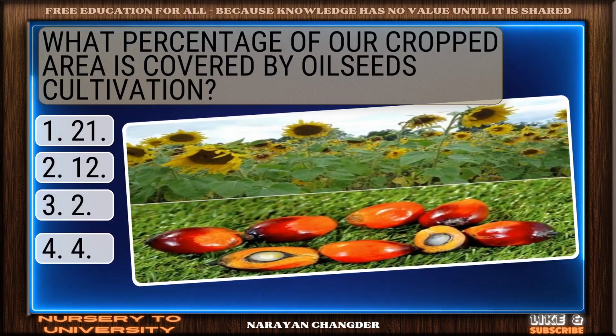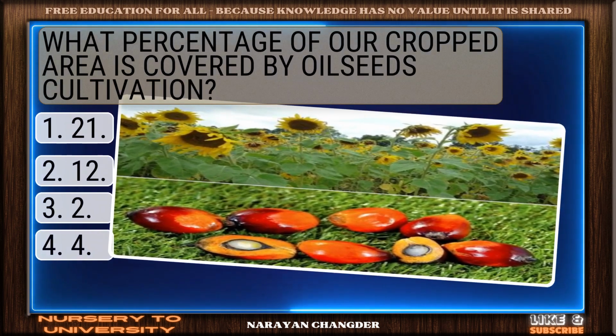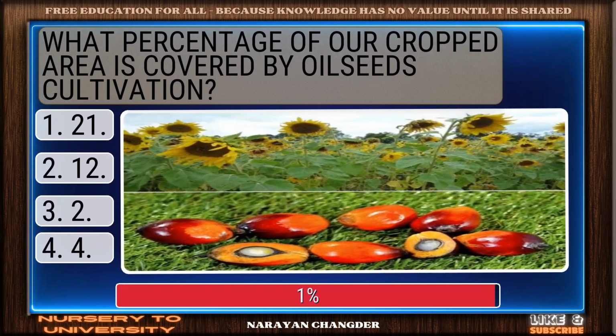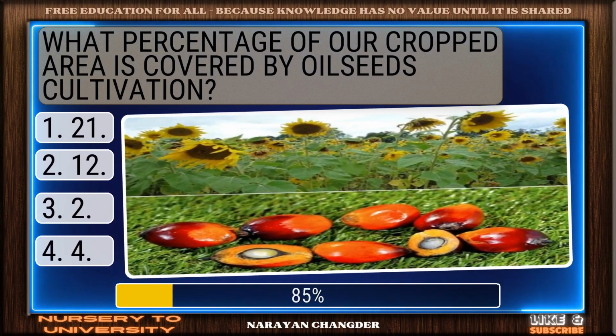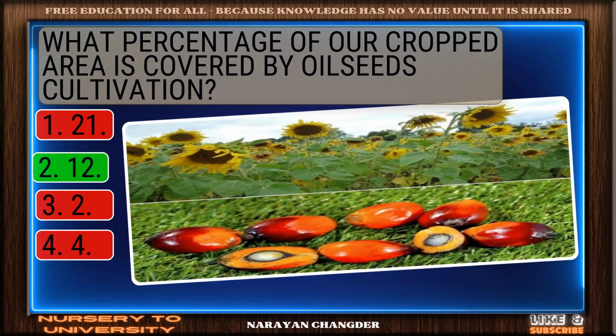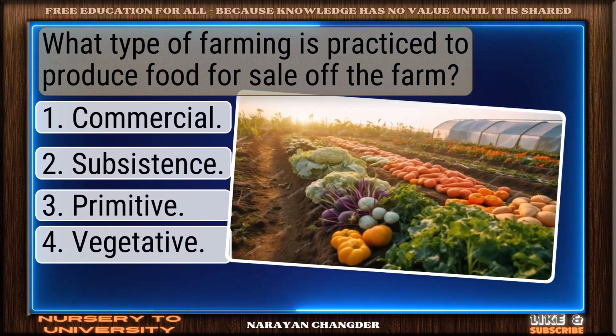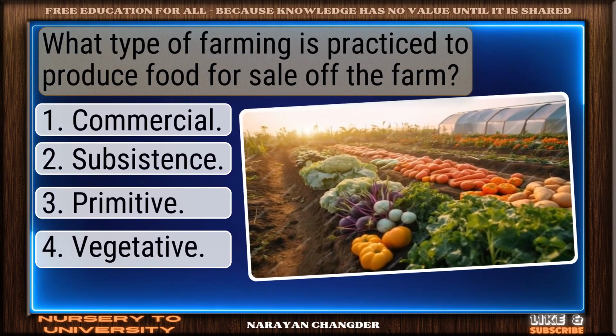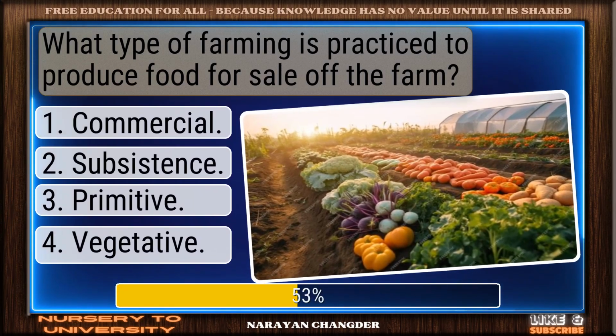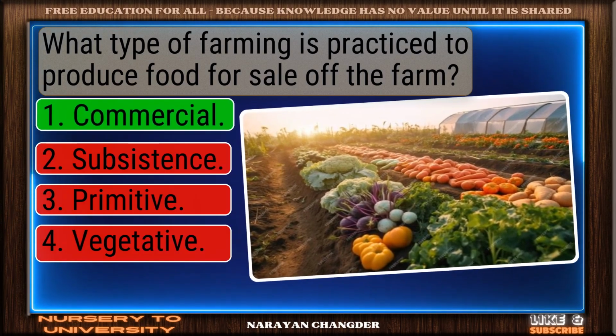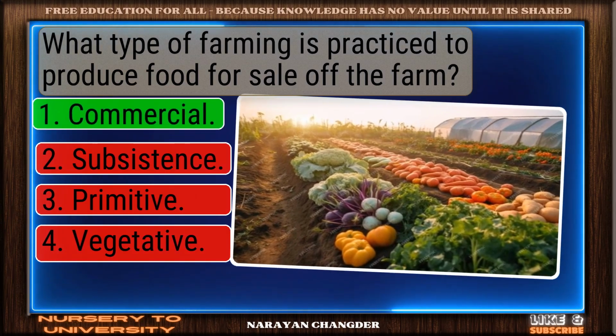What percentage of our cropped area is covered by oilseeds cultivation? Correct. What type of farming is practiced to produce food for sale off the farm? Strong choice. Commercial is right.